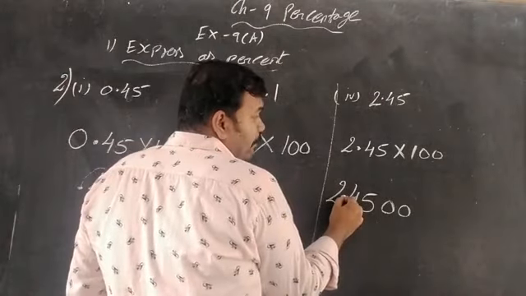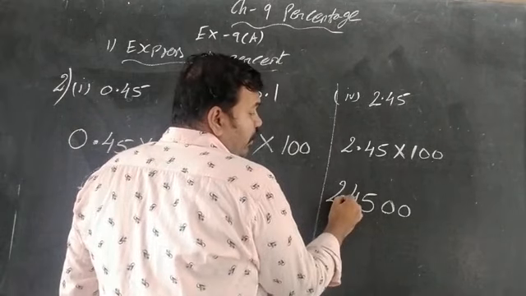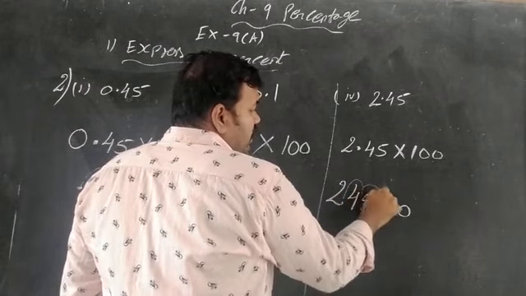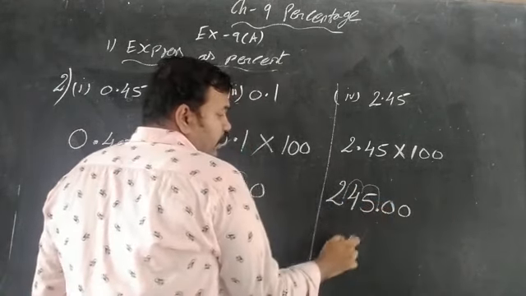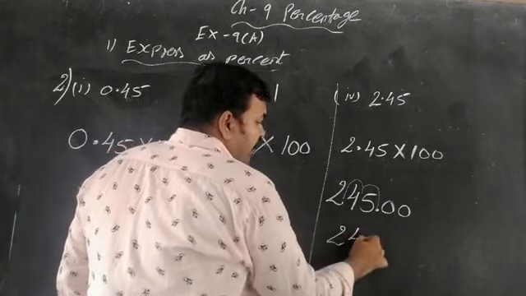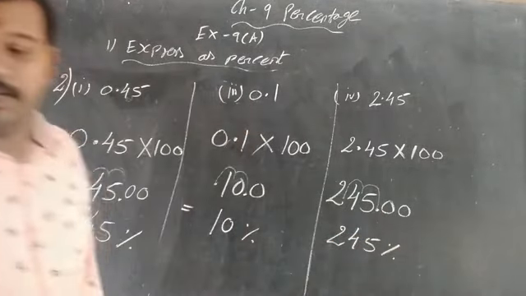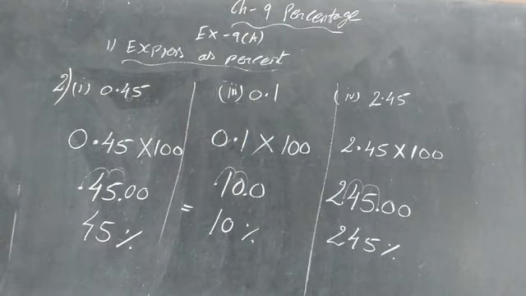Previously it is given with one above in front of 4, so 1, 2, which will come here. So, that is 245 percentage. The decimal point will move to the right side 2 places. In multiplication, the decimal point moves to the right side. In division, it goes to the left side.